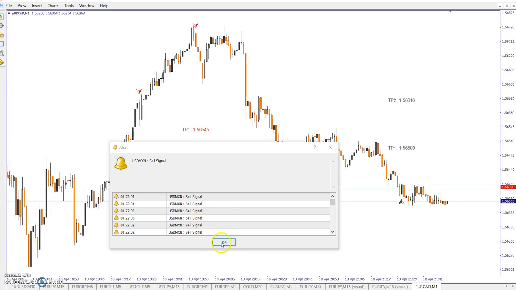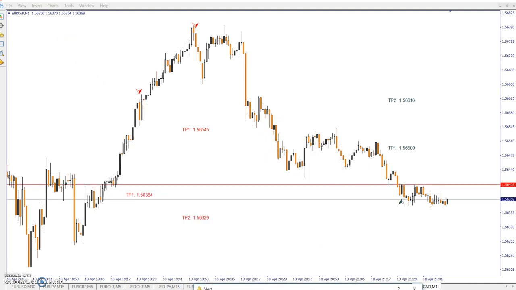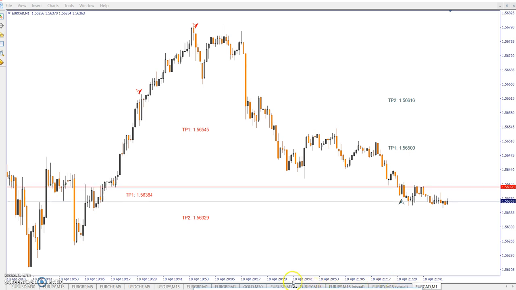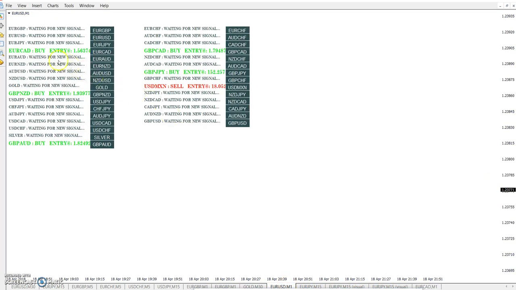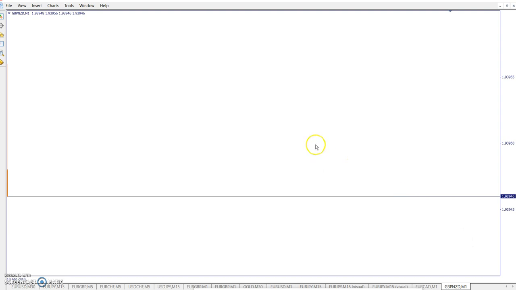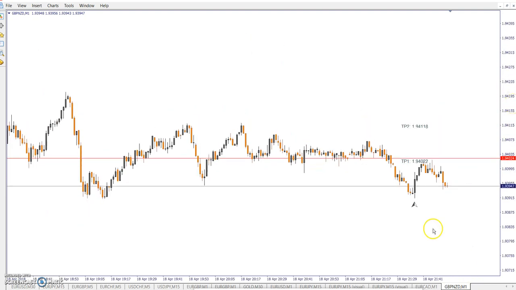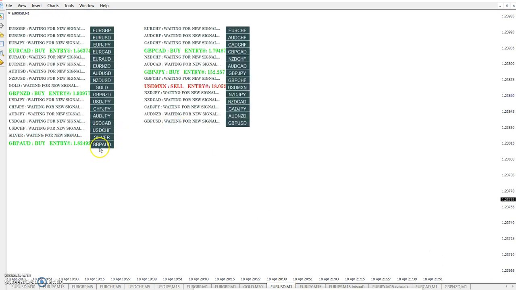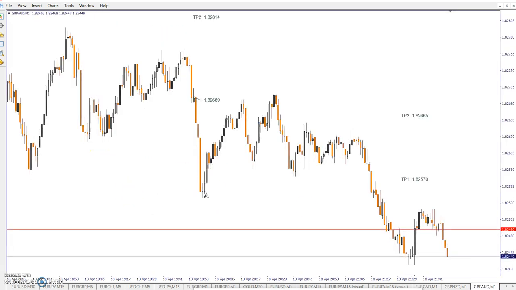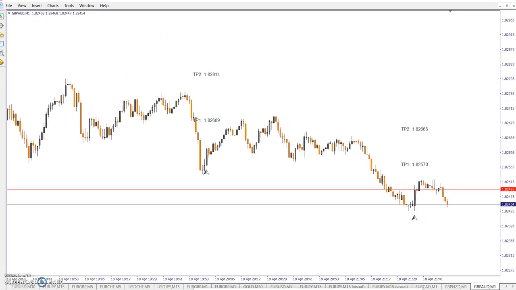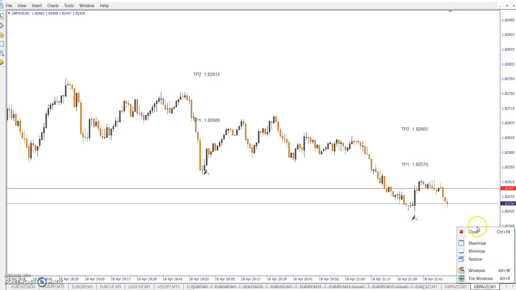See here, alerts will come. Check here, some new Eurocad. We click on Eurocad, this one. GBP NZ, here GBP NZ, some buy here. Okay, so the last signal is a buy. The next one is GBP Australian dollar. Okay, GBP Australian dollar, some buy signal. So you can close or open from the chart also with the scanner.